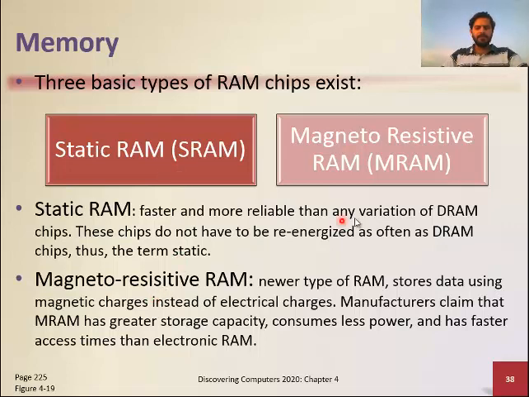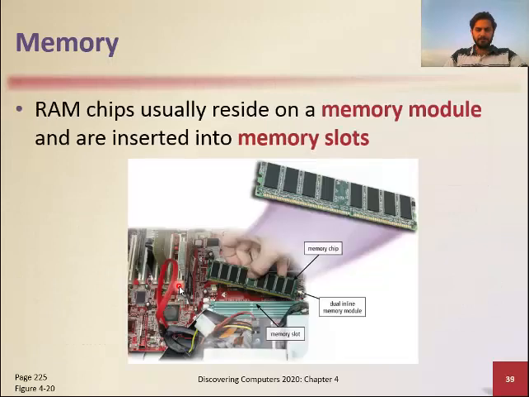The third type is the magnetoresistive RAM, also called MRAM. It's a newer technology. Instead of electrical signals, it uses magnetic signals to store the charge. The static and dynamic RAMs use electrical signals to store the data, but the magnetoresistive RAM uses magnetism, or magnetic charge, instead of electrical charge to store the data. The manufacturers claim the storage efficiency of this RAM is much higher compared to static and dynamic RAM, it uses less power, and it also gives us a faster access time. So that is one advanced form of RAM available in the markets.